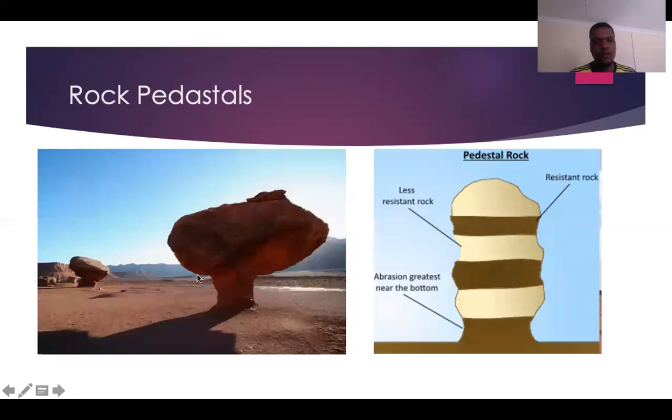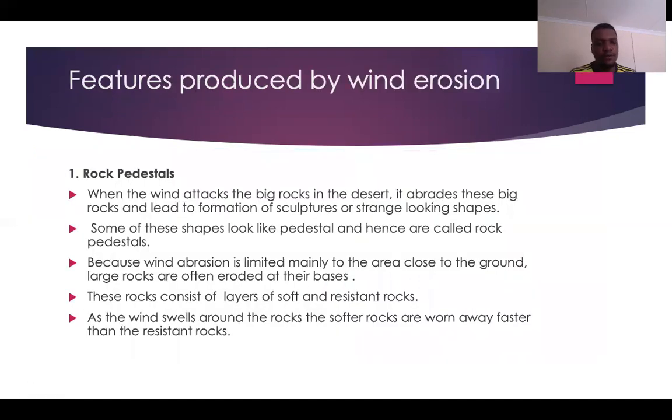So you see that we have an erosion that is occurring, faster erosion occurring closer to the ground. So it becomes narrow in the ground, but then it becomes bigger as you go up. And here you see another rock pedestal, this one shows layers of resistant and less resistant rocks. We call them soft rocks. And as you always see, the bottom will have deeper erosion, and the softer rocks are the ones that are eroded faster. We have seen this when we were talking about headlands and bays.